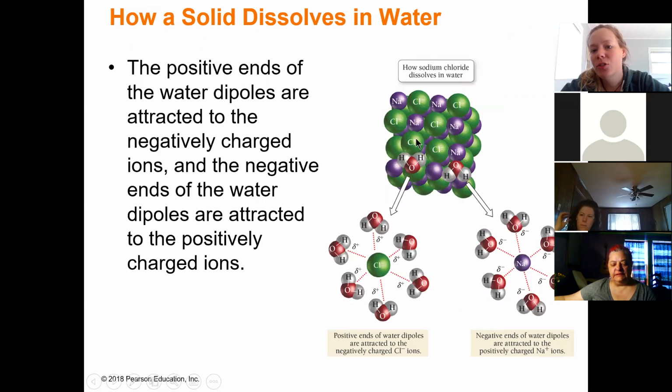So you can kind of think of it as each of these Nas and Cls popping off of the solid, and the chlorine is sort of surrounded by a buffering of hydrogens from the water, and the sodium is surrounded by a buffering of oxygen. So the sodium and the chlorines can't get back with each other. This attraction is greater than this attraction. Now, what happens if I start evaporating the water? If you evaporate water, you'll be left with the salt crystals behind because there's no more water to keep these two things away from each other, and they will just naturally come back together into solid form.